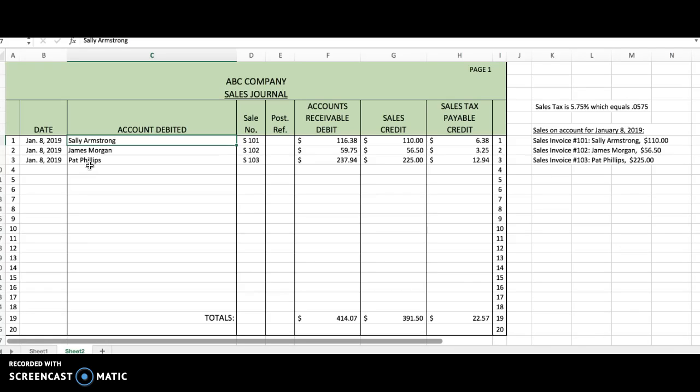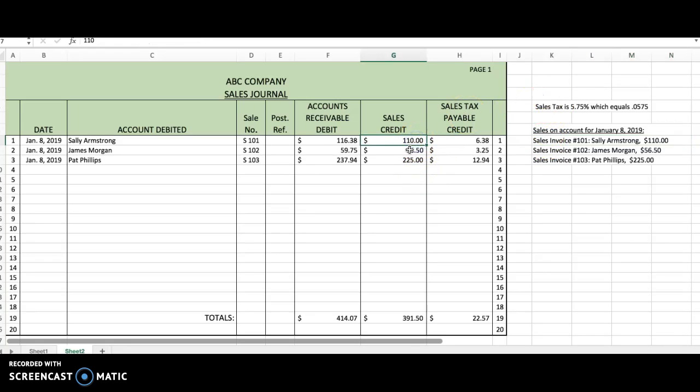So we see that Sally Armstrong, James Morgan, Pat Phillips apparently have good credit with us anyway, and we have allowed them to charge things that they buy from our store, from our company. So these are not credit card sales. These are simply sales on account. So Sally Armstrong bought something, and we see three numbers over here. And let's start with the sales credit, because that's what our directions tell us over here. We made a sale to Sally Armstrong for something that cost $110. So we credit sales by $110.